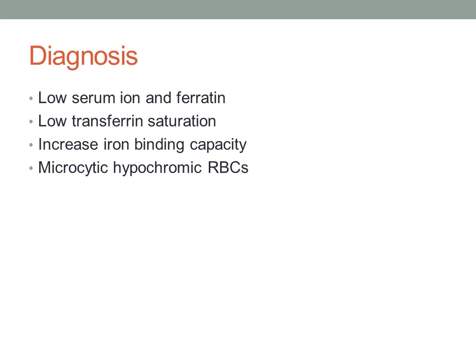Diagnosis: there will be low serum iron. I wrote ION instead of iron. There will be low transferrin saturation. There will be increased iron binding capacity, and of course, the red blood cells will look smaller and less red in color. As for the medications used for iron deficiency anemia, I will not talk about it in this video. Maybe I will make a video in the future after I upload videos about the other types of anemia.